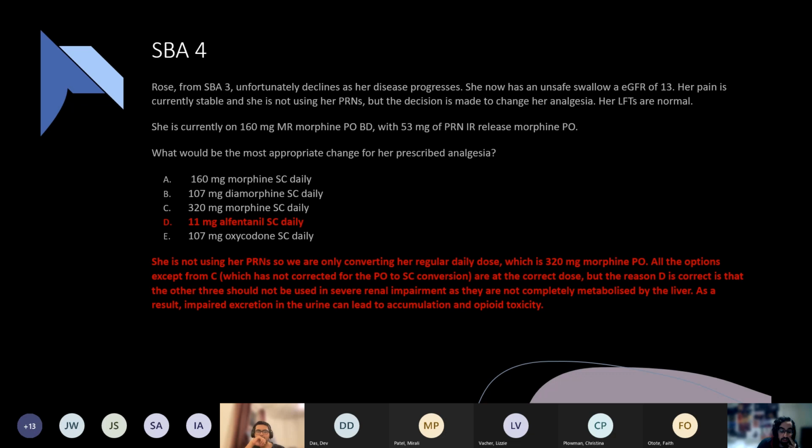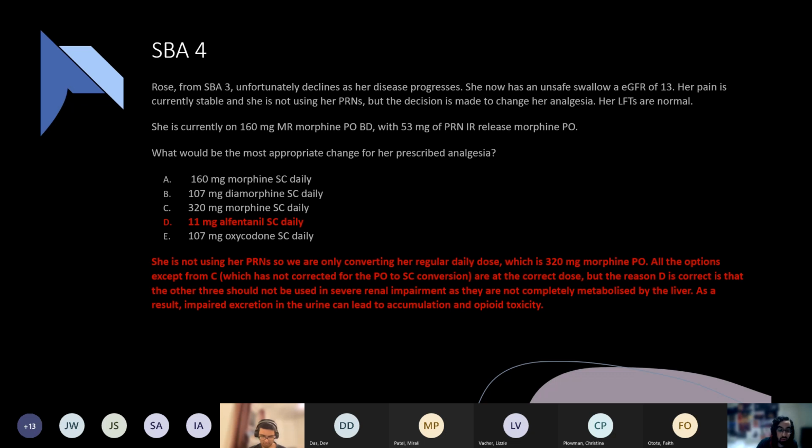If she didn't have severe renal impairment, A would definitely be the right answer. Morphine is gold standard anyway, so you'd be absolutely right. You'd half her daily dose, and that gives you 160 milligrams. However, because her GFR is 17, alfentanil is going to be the most appropriate thing here.